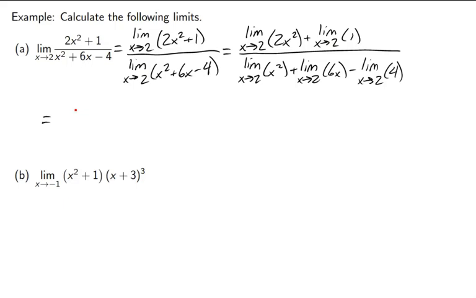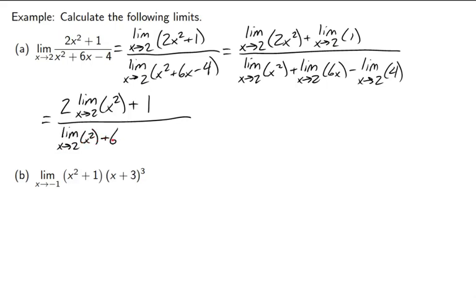Another rule is that you can break it up across products, constant multiples. You can bring these in front. We get 2 times the limit as x approaches 2 of x squared. Plus, I'm going to go ahead and use this. I said that the limit of a constant was the constant. So when I take the limit as x approaches 2 of 1, I just get 1. This one I'll leave alone. Limit as x approaches 2 of x squared. For the next one, I can bring the 6 in front.